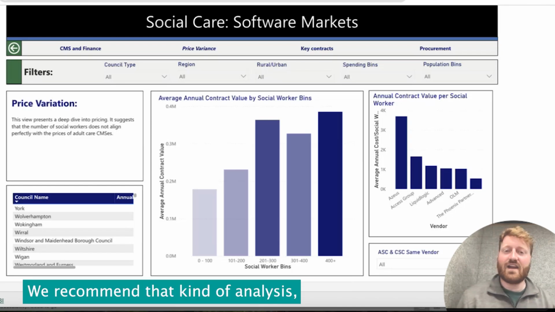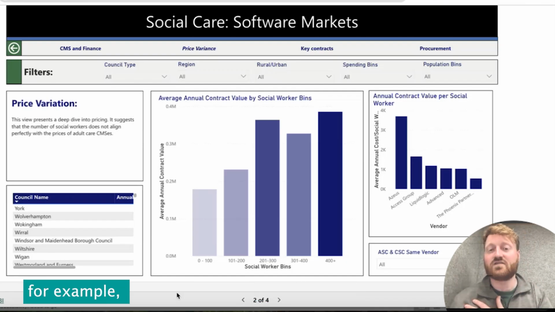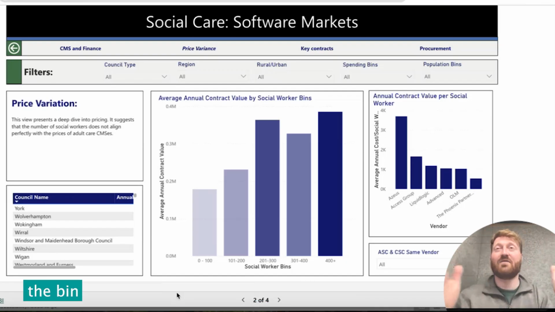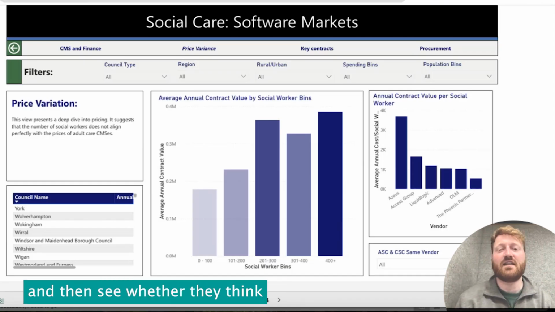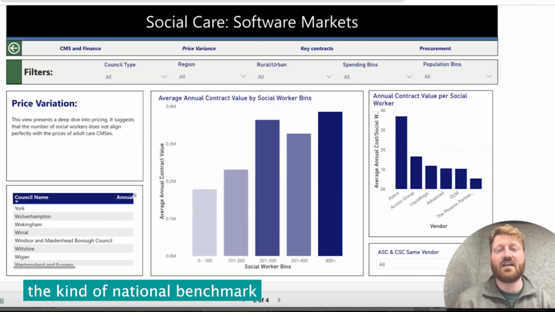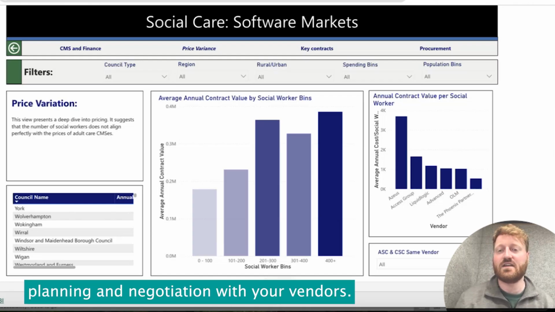We recommend that kind of analysis, I think, is most useful for individual councils to do themselves. They can look at, for example, the social worker bin they fall in for their number of social workers, and then see whether they think the cost compared with the national benchmark feels appropriate. That can be a useful tool in future planning and negotiation with your vendors.